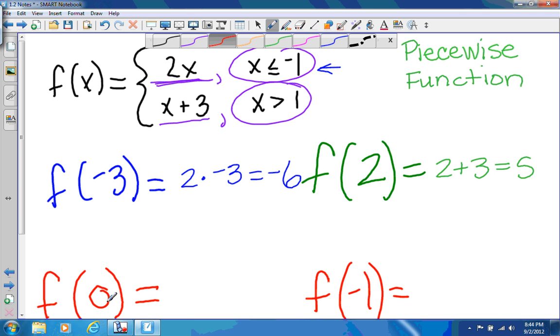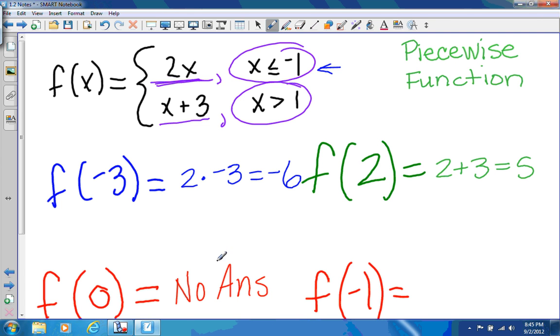Finally, this one here, f of 0. Well, f of 0 is not less than negative 1, and f of 0 is not greater than 1. So therefore, this is not part of it. You can't use this in this particular function, so there would be no answer. And you could also write that. And then lastly, f of negative 1. That would fit this one here. So you'd have 2 times negative 1, which is negative 2.